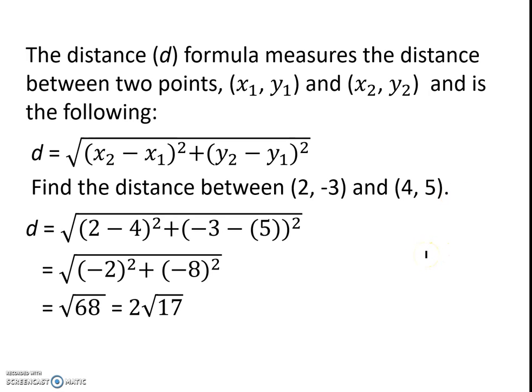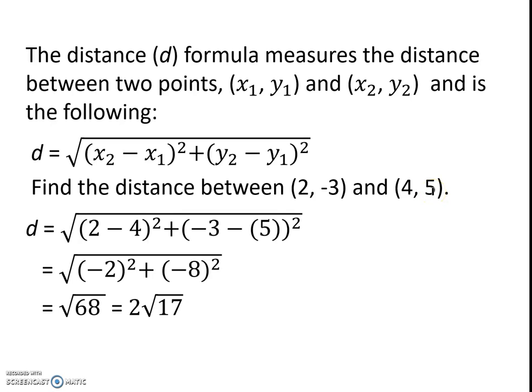The distance formula D measures the distance between 2 points. We call those points x1, y1 and x2, y2. And the following formula is D, or distance, equals the square root of x2 minus x1 squared plus y2 minus y1 squared. So then we're asked to find the distance between 2 points, and they are 2, -3, and 4, 5.